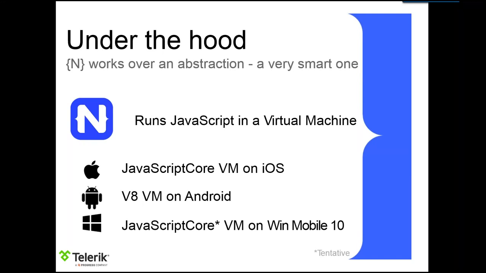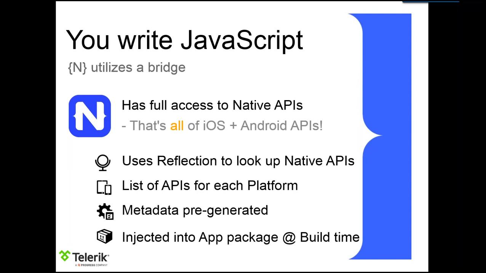On Android, it needs to be a Java call, so there's a JNI, the Java Native Interface, going on. And on iOS, my JavaScript code needs to be converted into whatever the core language is there. So we have the bridge, as we call it, sitting between your app and the device, and the VM will make sure that it does all these callbacks back and forth. So you write the JavaScript, NativeScript utilizes a bridge, and it has full access to the native APIs, that's all of the iOS and Android APIs.